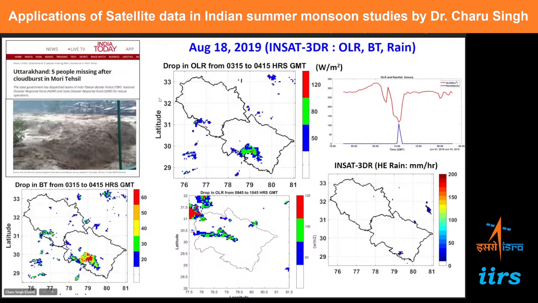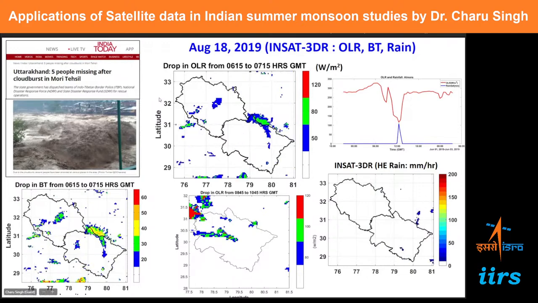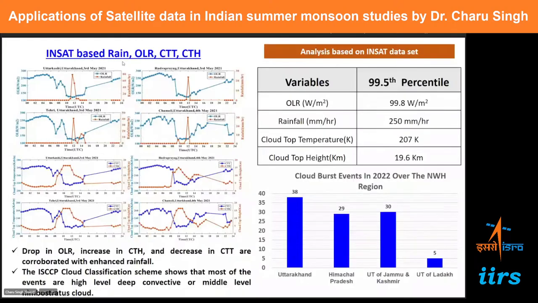Such kind of analysis helps us to find out the direction of propagation of the dropping OLR. This kind of analysis can help us to find out the precursors of the rainfall happening over the potential locations, specifically in Uttarakhand and Himachal Pradesh during the monsoon season. So this analysis has further been extended using the cloud top temperature and cloud top height.